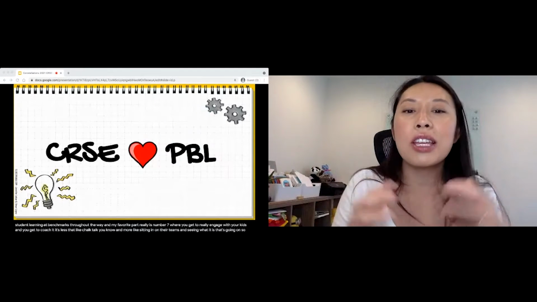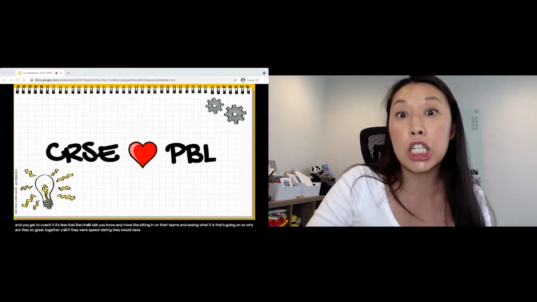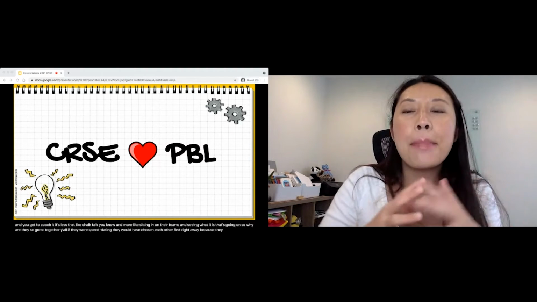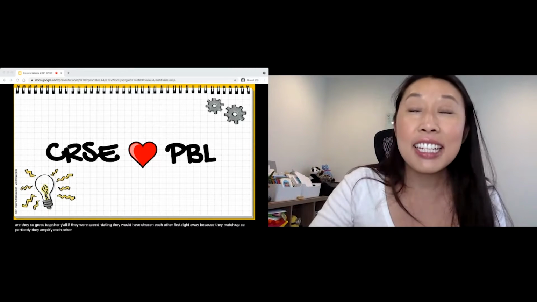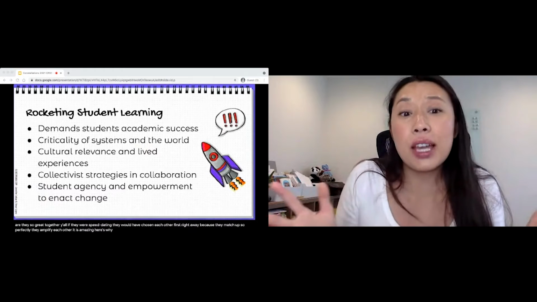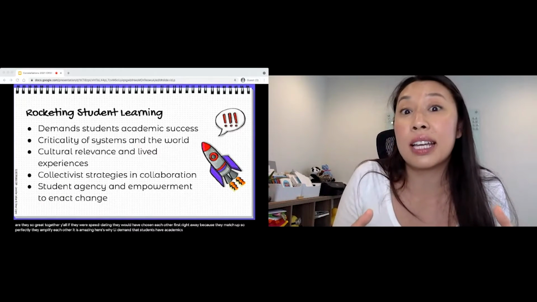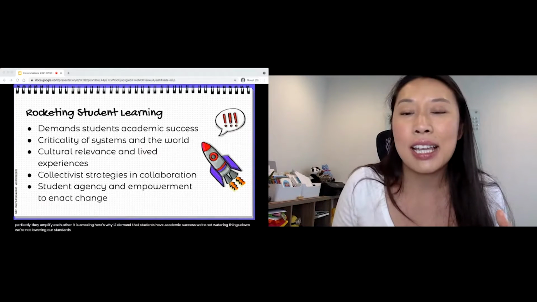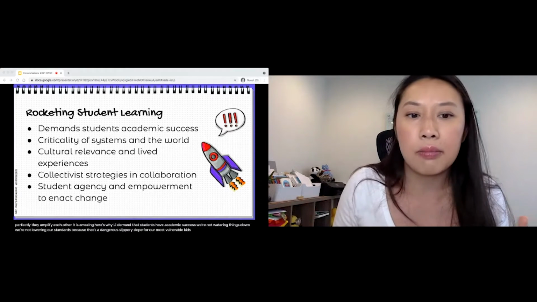So why are they so great together? Y'all, if they were speed dating, they would have chosen each other first right away because they match up so perfectly. They amplify each other. It is amazing. Here's why. Both of them really demand that students have academic success. We're not watering things down. We're not lowering our standards, because that's a dangerous, slippery slope for our most vulnerable kids.